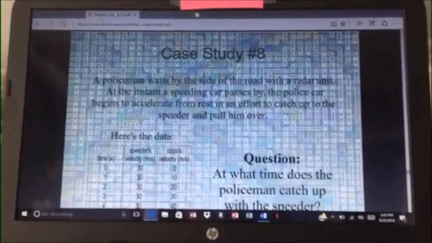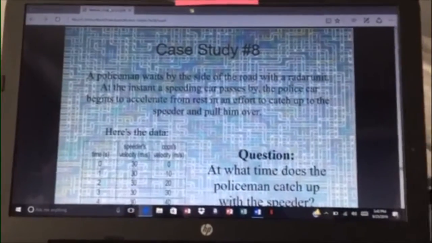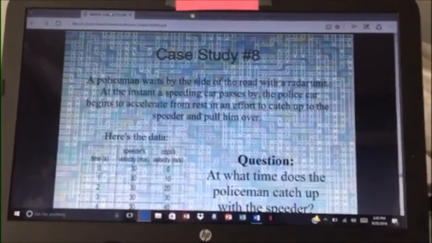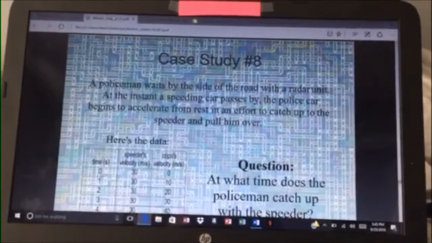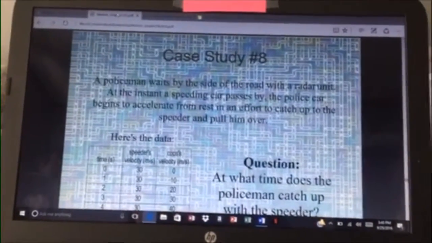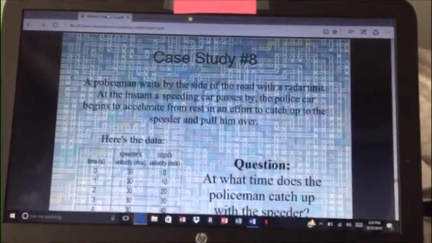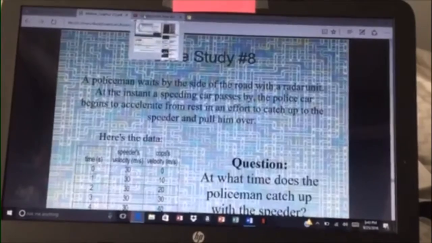The second study that we chose was case study 8. In case study 8, you had to find the displacement of the police car and the speeder in order to figure out when the police car caught the speeder. So the 3 resources I have talk about how to find the displacement under a graph.